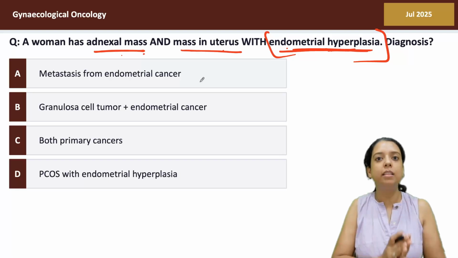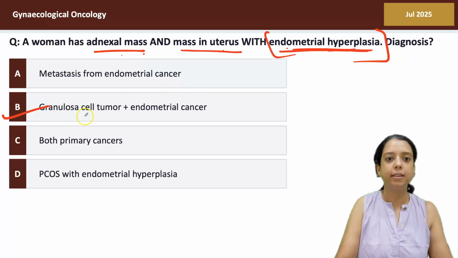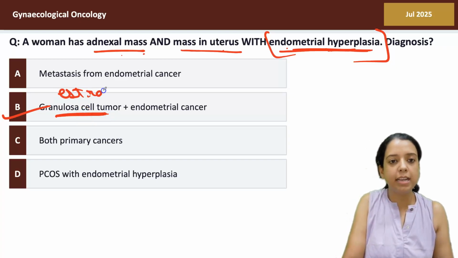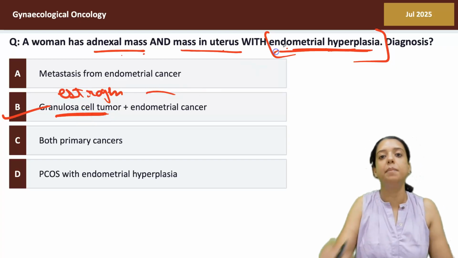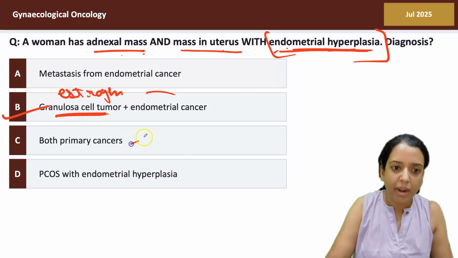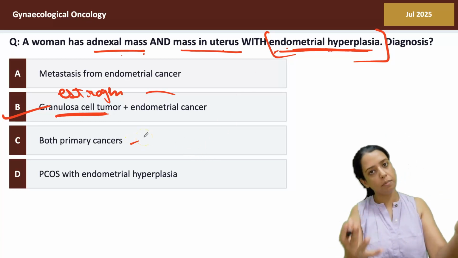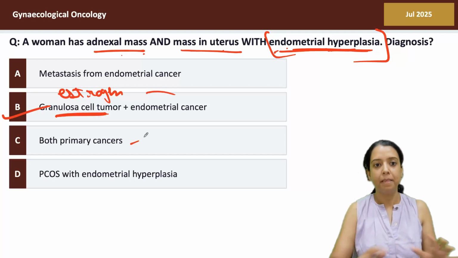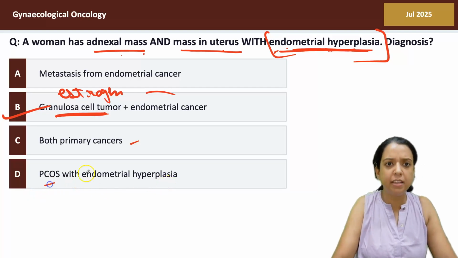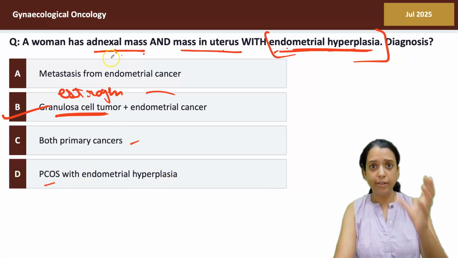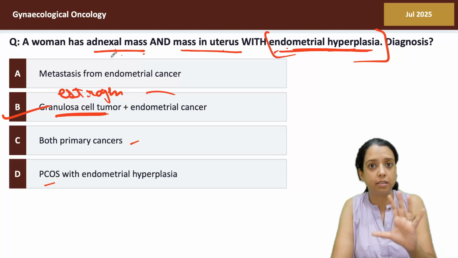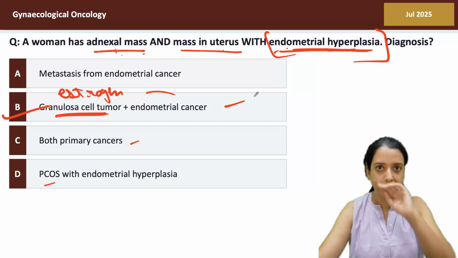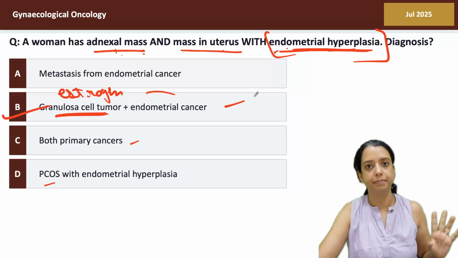Why is the uterus wall getting thicker? Because that ovarian tumor is hormone secreting. Granulosa cell tumors secrete estrogen, which is resulting in hyperplasia. Can both primary cancers, ovarian cancer and endometrial cancer, occur together? Very rare. Very unlucky women, very rare. PCOS with endometrial hyperplasia, PCOS will not have an adnexal mass. PCOS is bulky ovaries, not a mass. Okay, so this is most appropriate. We don't know what the answer is, but this is most appropriate.